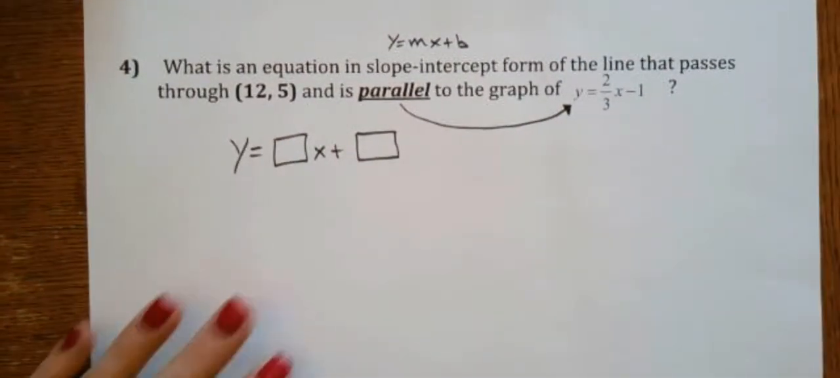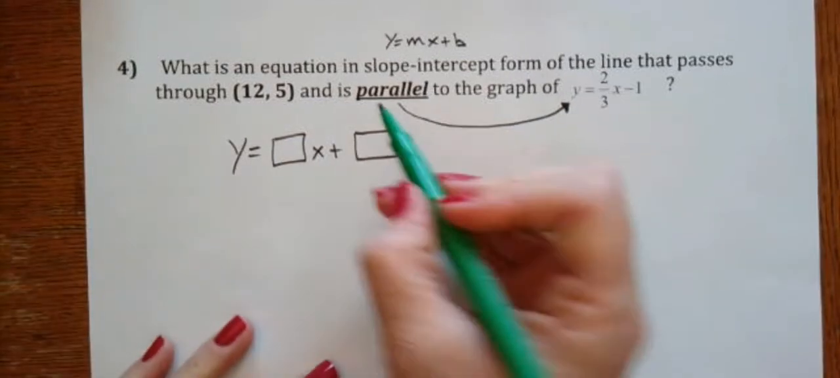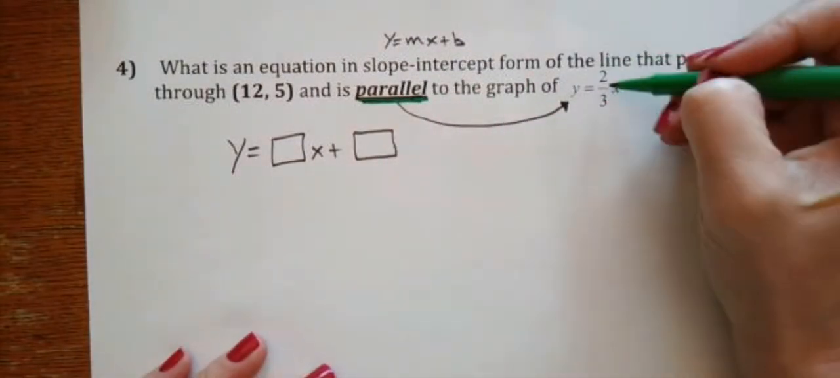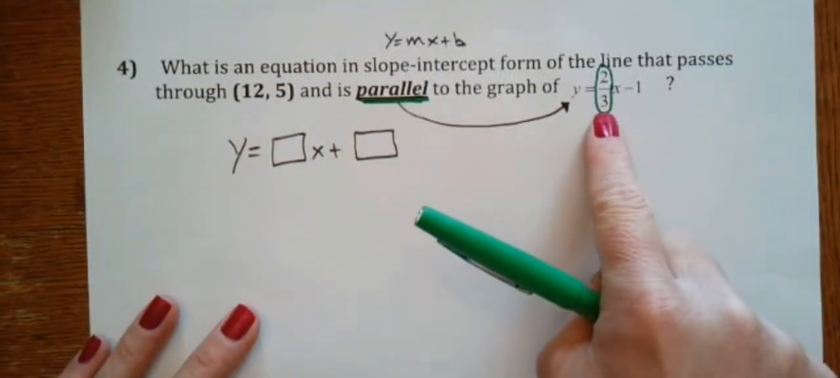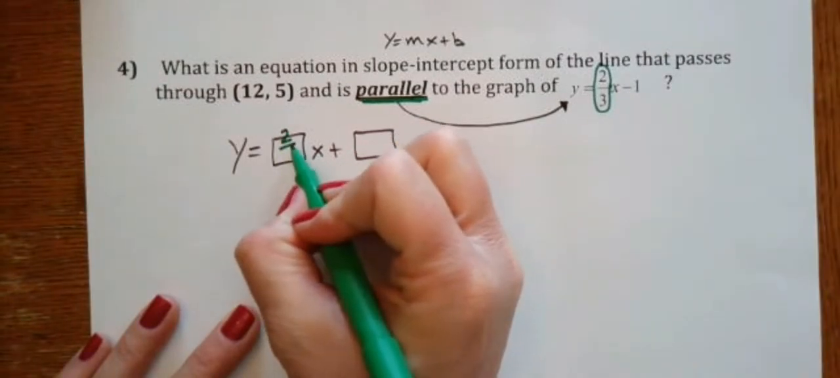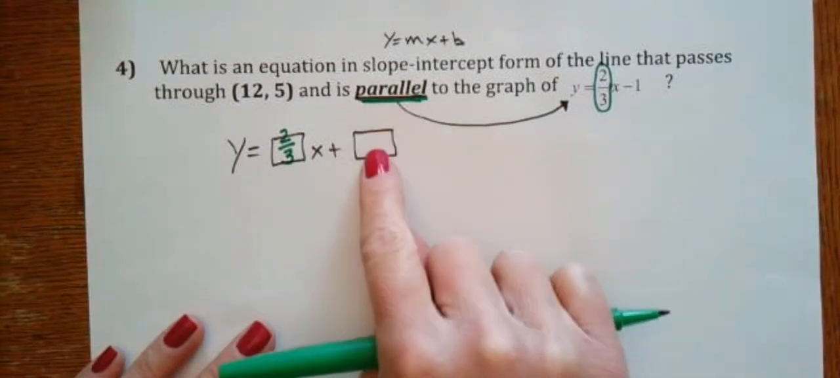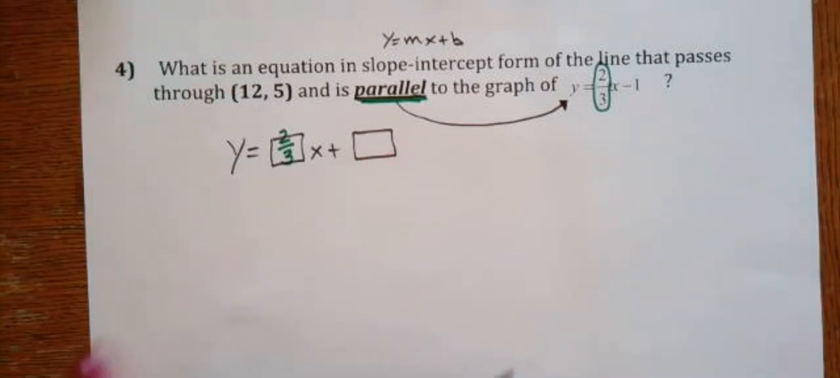Okay, so what do we know about parallel lines? Well, we know that parallel lines have the exact same slope. So if we're looking for a line that's parallel to this one, it's going to have the exact same slope as this line. So we do know the slope of our parallel line will be 2/3. Okay, but what we don't know is where is this parallel line going to cross the y-axis? What will the intercept be?